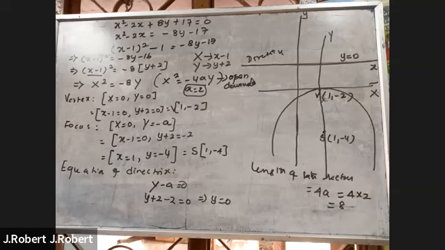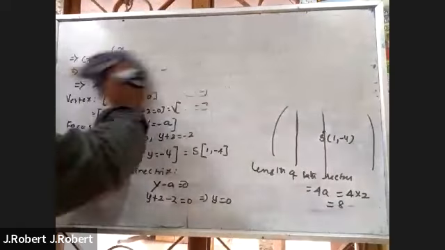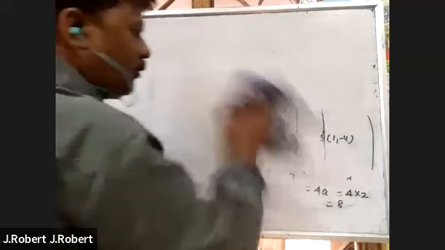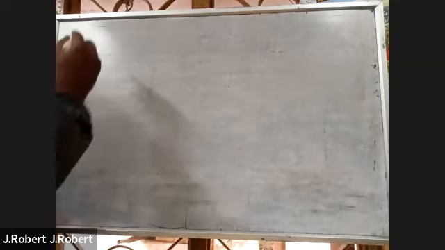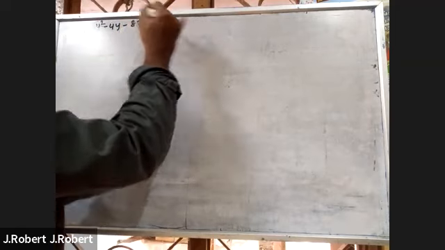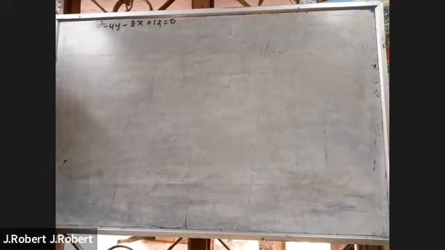The same case, one more problem. Y square minus 4y minus 8x plus 12 equal to 0. You have to find the vertex, focus, equation of directrix, and length of latus rectum. Finding these four is enough. And also the diagram.